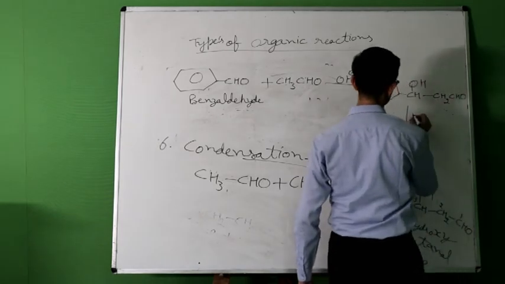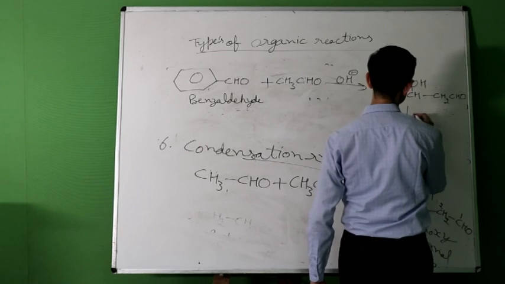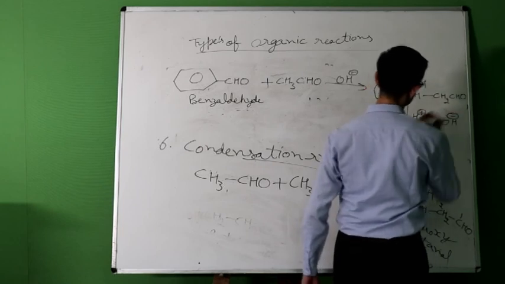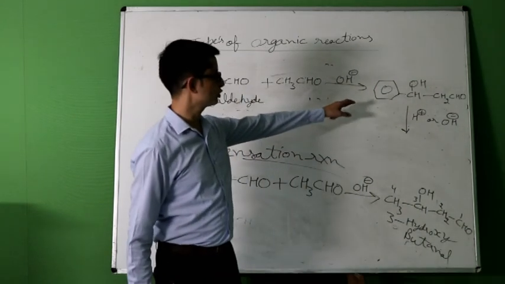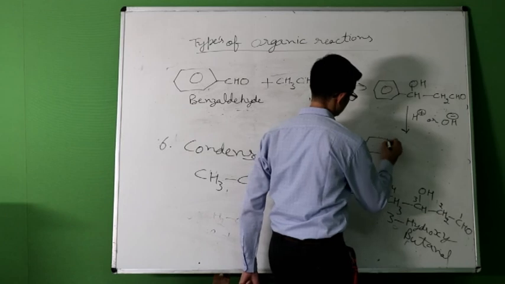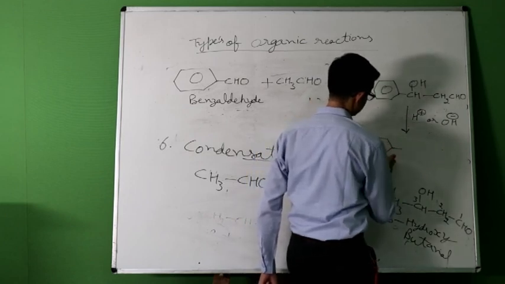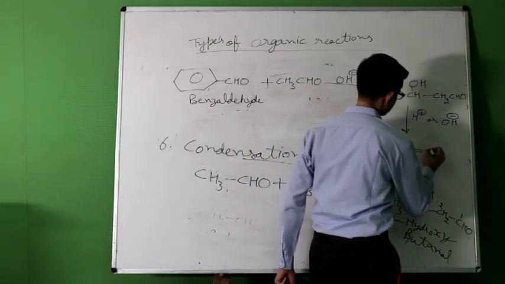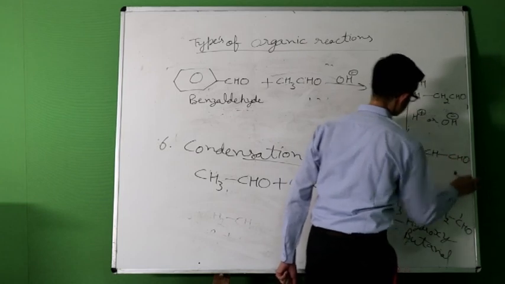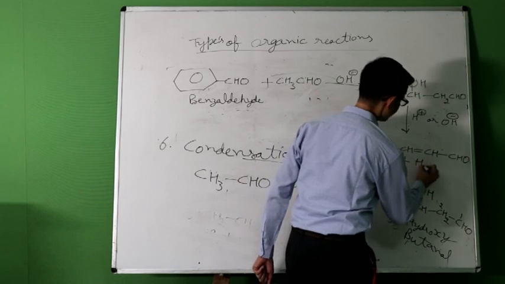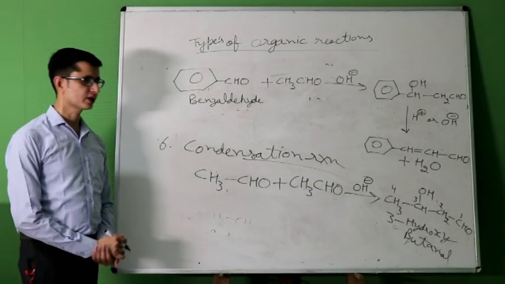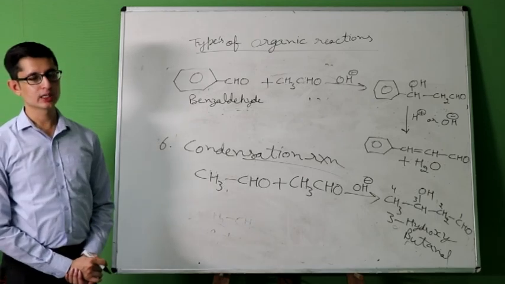Now in presence of either H positive or OH negative, this crossed aldol product is converted into cinnamaldehyde with the elimination of a simple water molecule. So these are the different types of aldol organic reactions.